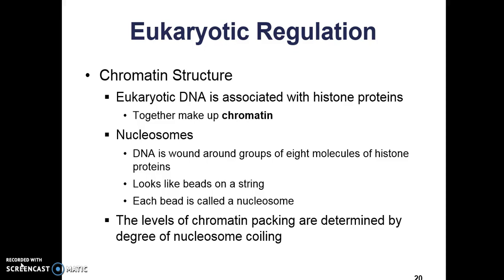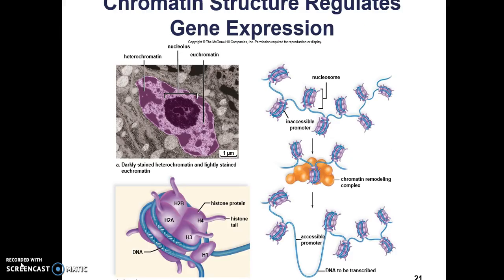And we've already talked about nucleosomes. This is when DNA is wound around a group of 8 molecules of histone, and it kind of looks like beads or pearls on a string. We call each of the pearls or beads a nucleosome. The levels of chromatin packing are determined by the degree of the coiling within the nucleosome. And that's just showing you how that occurs, how that will regulate gene expression.